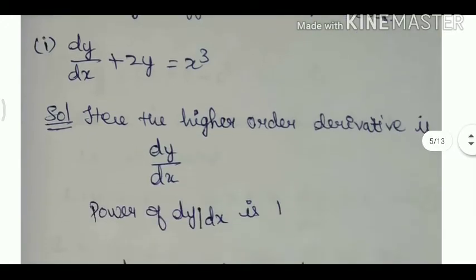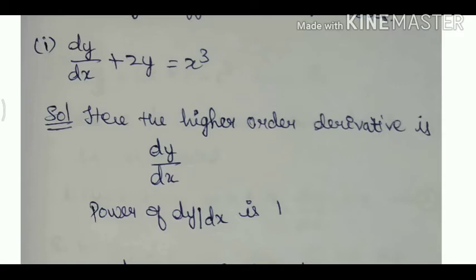Here the highest order of derivative is dy by dx, because y is not a derivative. Dy by dx is the only derivative here. Therefore the highest order of derivative is dy by dx, so order equal to 1. The power of this dy by dx is 1, therefore degree equal to 1. So order equal to 1 and degree equal to 1.